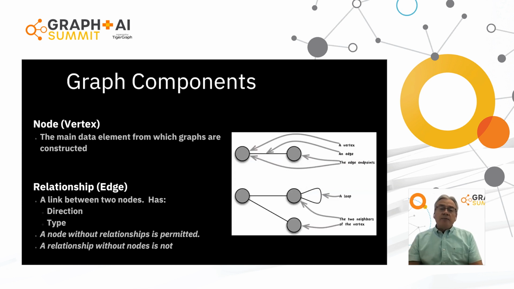When we talk about graphs, we're talking about two major components: nodes and relationships. The nodes are the main data elements in a graph. They're also known as vertices. And the relationship, or edge, is the link between two nodes. It has two attributes: a direction and a type. Notice that we are allowed to have nodes without relationships, but no relationships without nodes.